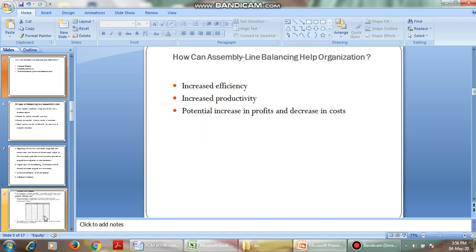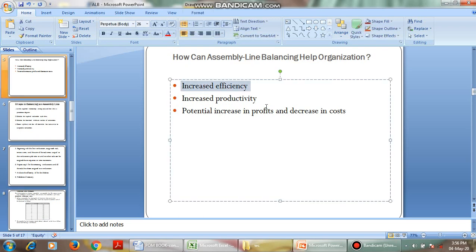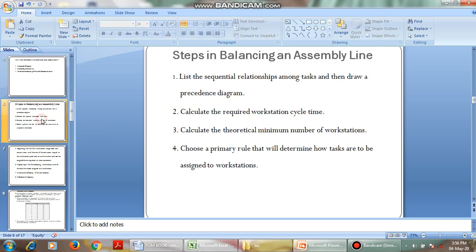Okay, right. Then how can assembly line balance help the organization? It increases the efficiency of the organization, it increases the productivity of the organization, and the potential increase in profits and decrease in cost. That is, profits are increased, costs are decreased, productivity is increased, and efficiency is also increased.